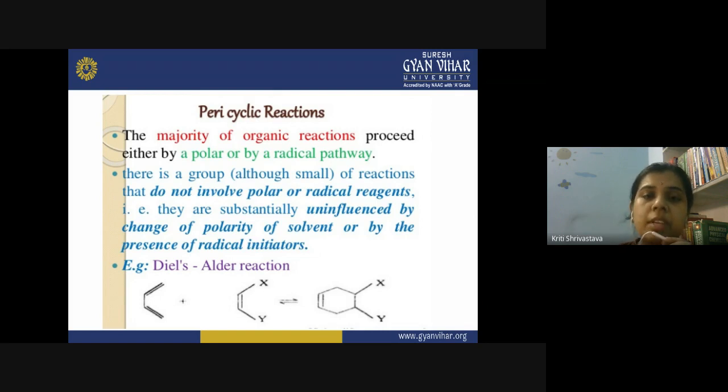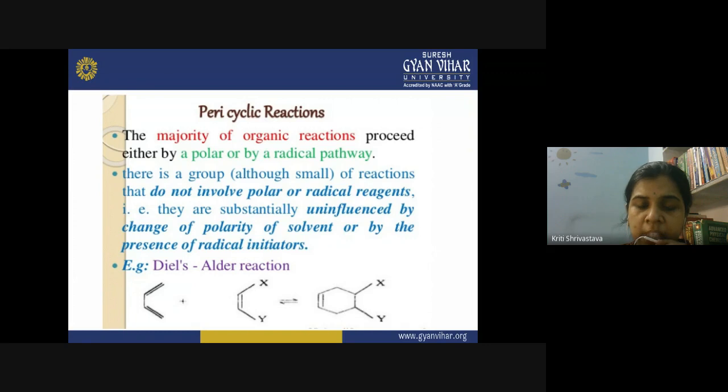But in organic chemistry, we also have a certain group of reactions which do not involve any polar or radical reagent or any polar or radical transition state. They are practically uninfluenced by the change of the polarity, by change of the solvent, or presence of radical initiators. They are not affected by this. So this is the case with pericyclic reactions.